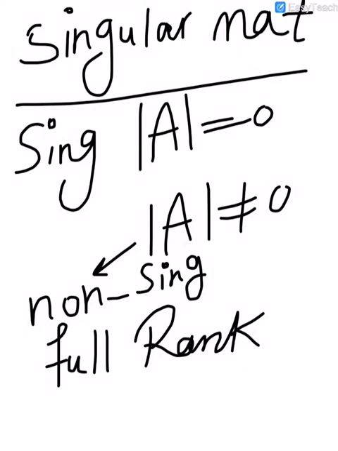Okay, this is important. If you have a matrix whose determinant is 0, then your matrix is singular. You will understand why we call this singular later.